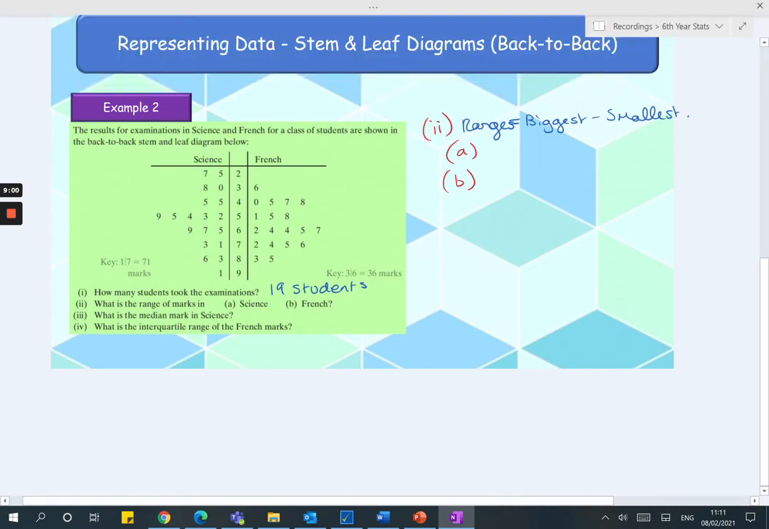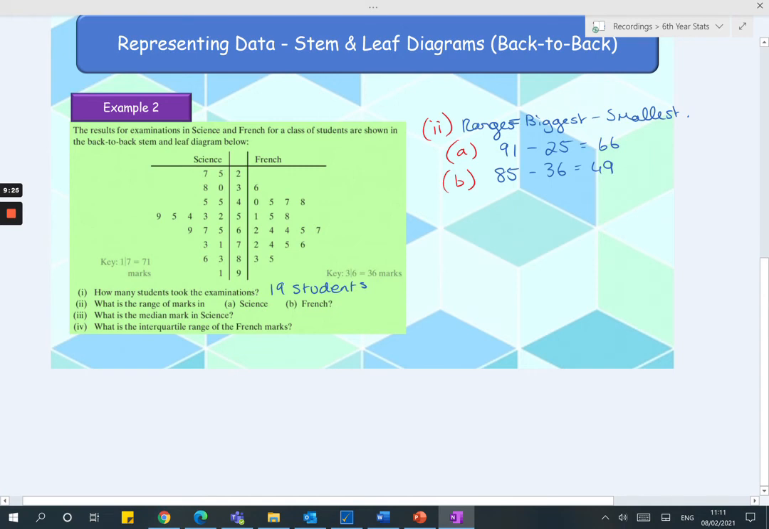we can see our largest mark was 91, take away our smallest mark, which was 25. So we're going to have 91 minus 25, which gives me 66 as my range for science. For French, my largest mark was 85, but my lowest mark was only 36. So we're going to have 85 minus 36, which is 49 marks.